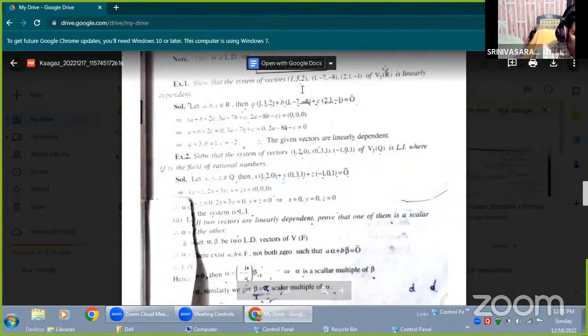Please note down carefully. The set of vectors, capital S equal to 1, 3, 2, 1, minus 7, minus 8, 2, 1, minus 7. Then mod S equals the determinant. First of all, we take the first vector as the first row, the second vector as the second row, the third vector as the third row, and arrange them. This is the determinant of the matrix. Mod of 1, 3, 2, second row 1, minus 7, minus 8, third row 2, 1, minus 7. Find the determinant.